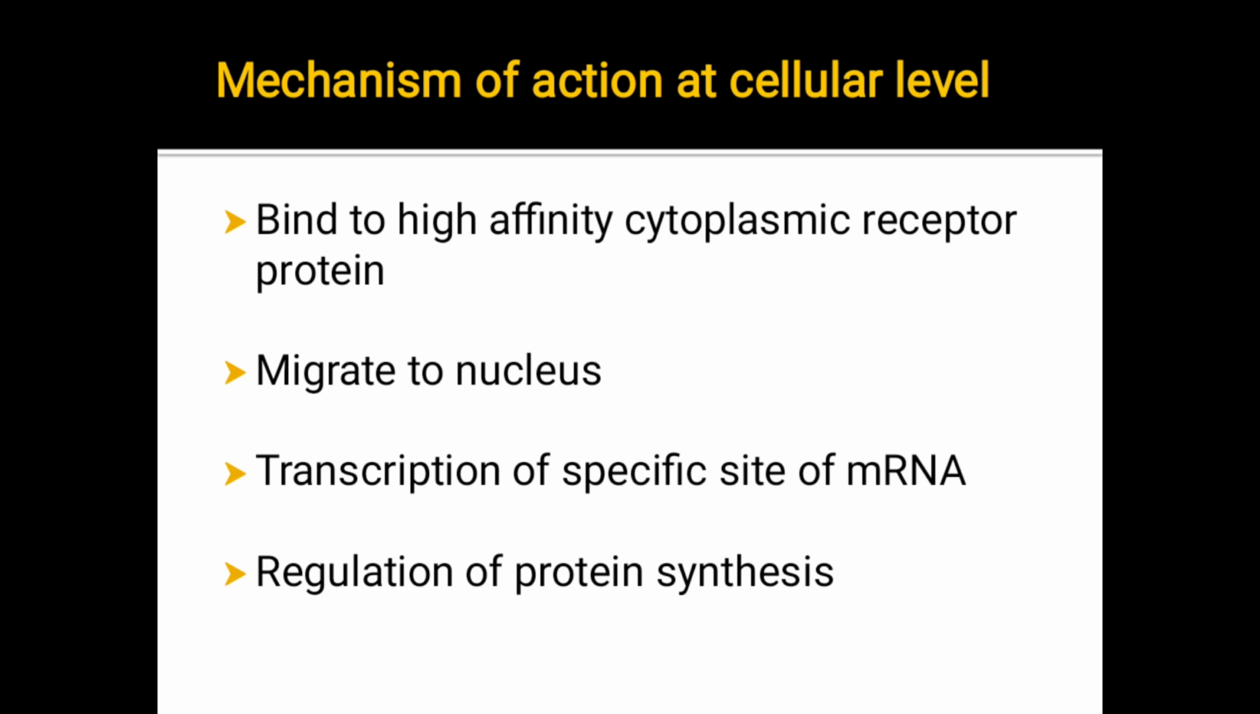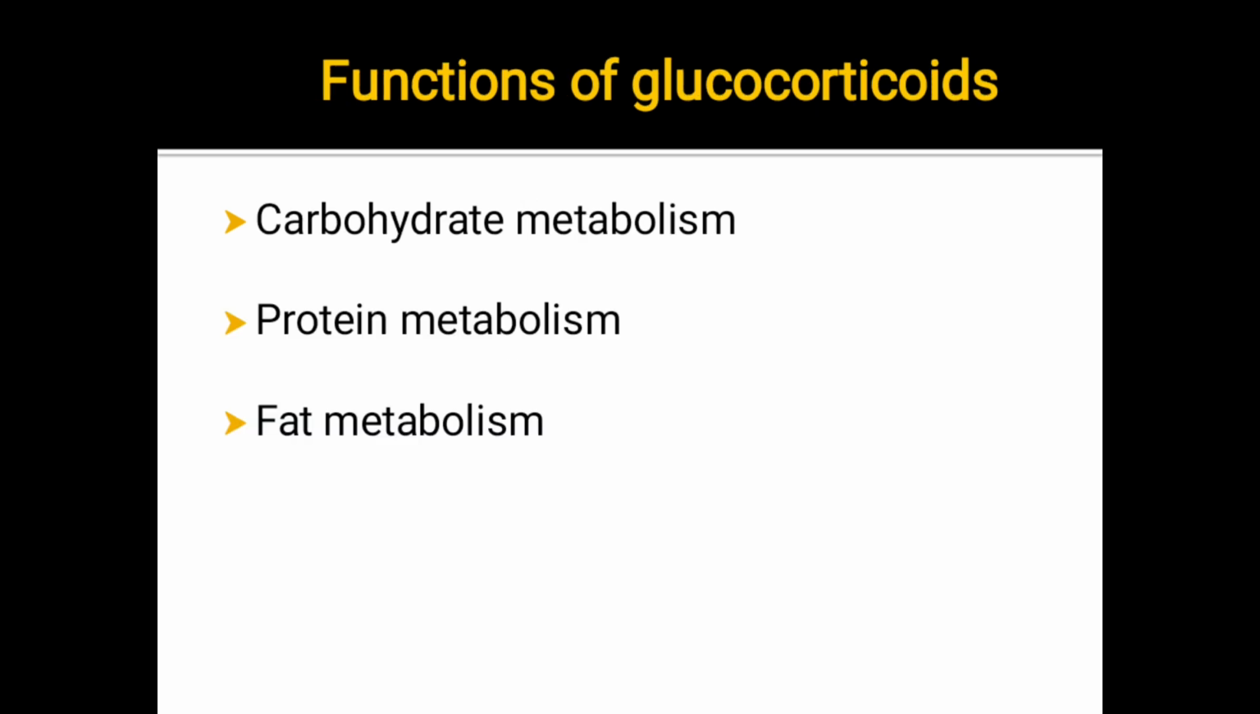Glucocorticoids bind to the high affinity cytoplasmic receptors and form the hormone receptor complex. This complex migrates to the nucleus and binds to a specific region on the DNA, and this initiates the gene transcription. In this way, regulation of protein synthesis occurs, which results in specific responses. The main functions of cortisol are its major effects on protein, glucose and fat metabolism. So we'll discuss the metabolic effects one by one.